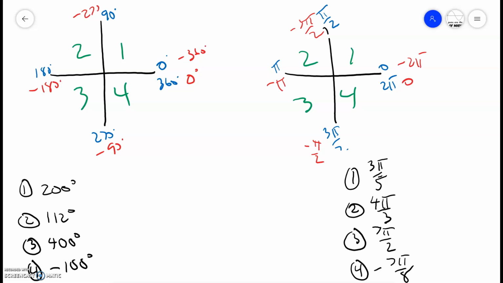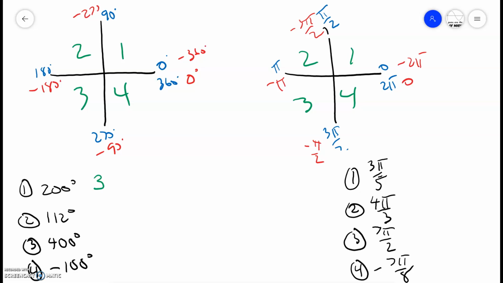Okay, so I wrote out the quadrants already, the same as you have previously. Degrees on the left there and radians on the right. So let's look at degrees first. We're trying to determine what quadrant something is in. So 200 degrees. Well, 200 degrees is more than 180 but less than 270, so that should be in quadrant 3.